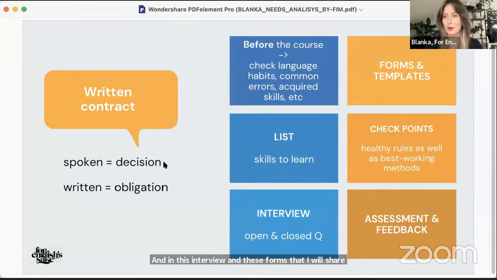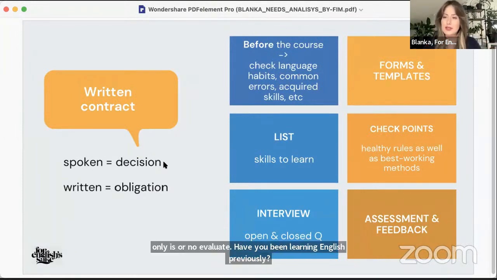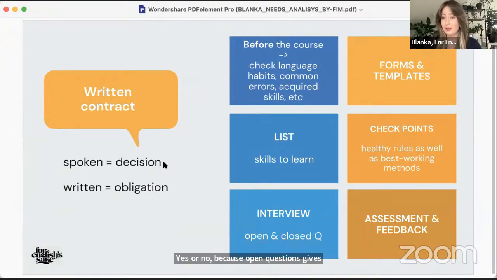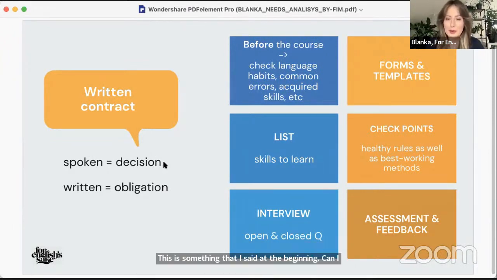And in this interview and these forms that I will share with you in a while, I always ask questions, but I try to ask as many open questions as possible, not only yes or no, like evaluating, have you been learning English previously, yes or no, because open questions give us more and we are able to meet the common ground. Forms and templates, this is something that I said at the beginning and I promise I will share with you, so we will skip this part.